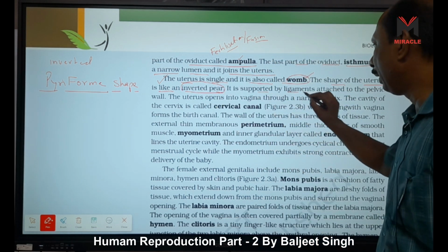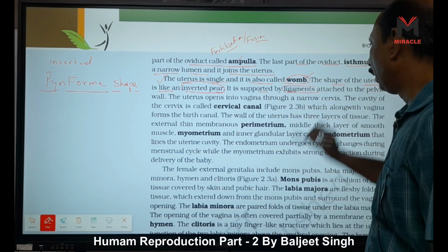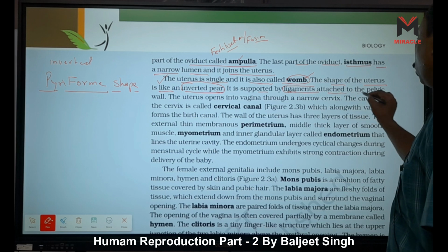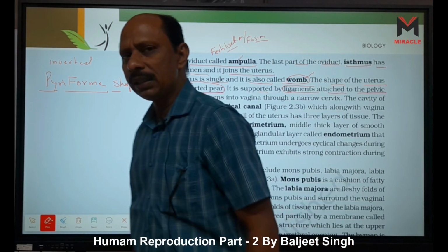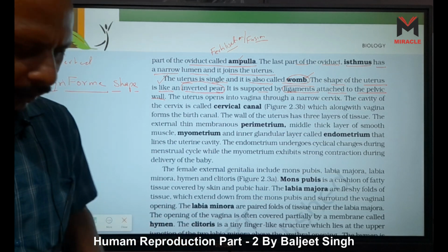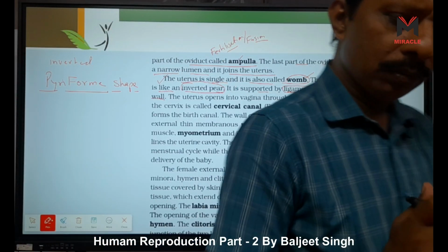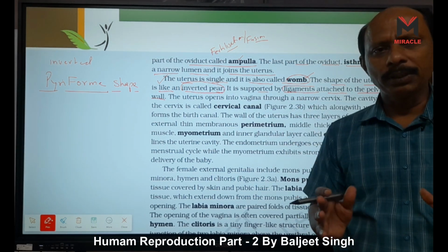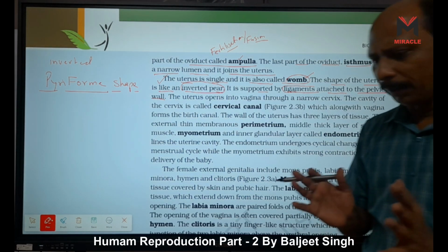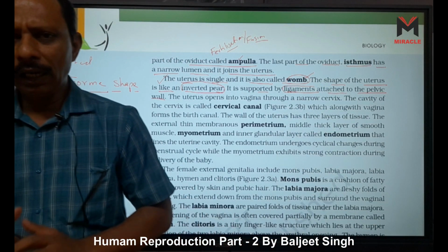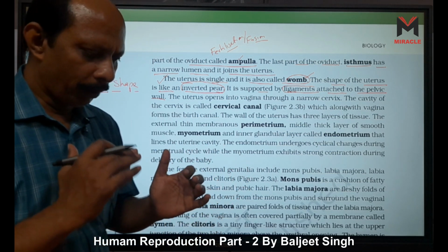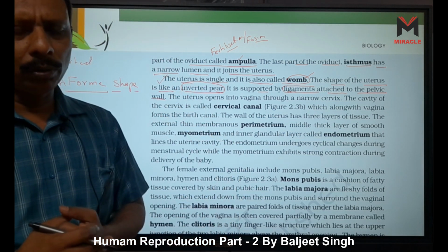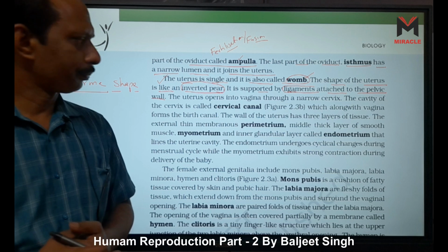It is supported by ligaments, and you know ligaments are made up of yellow elastin fibers attached to the pelvic wall. Look here, the ovary, fallopian tube, that is oviduct, and this uterus are attached with ligaments, and this is the broad ligament. It also provides the platform for blood vessels or lymphatic vessels, right?